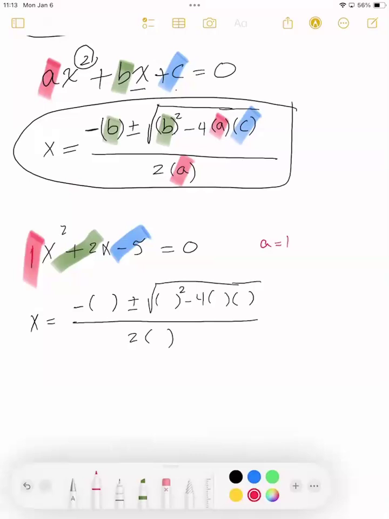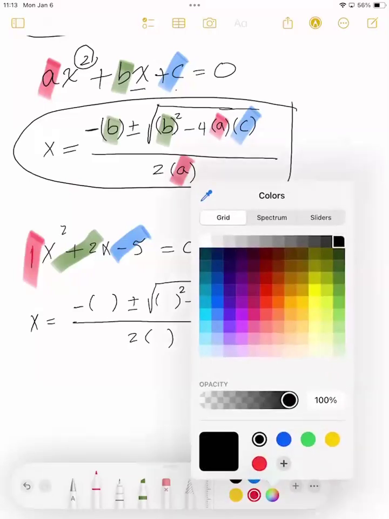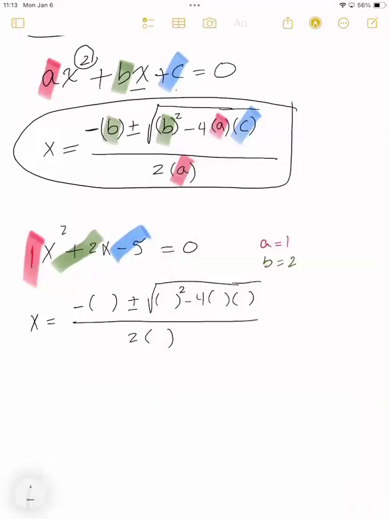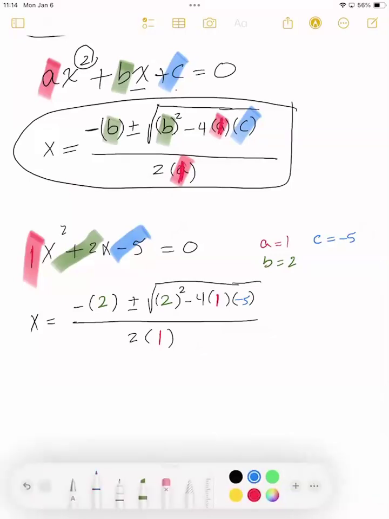b is 2, so b goes here, positive 2 and positive 2. And c is -5, which goes here, and a, which is 1, goes here. So a is 1, c is -5, I put -5 here, and b was 2, you put a 2 here and 2 here.